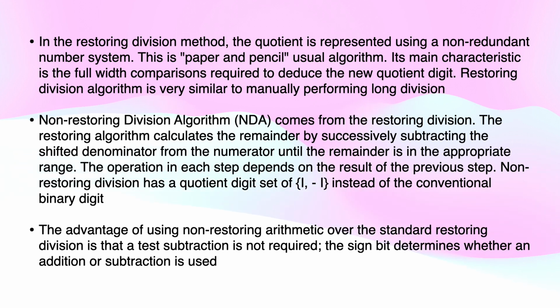The restoring division algorithm is very similar to manually performing long division. The non-restoring division algorithm, that is NDA, comes from the restoring division method. The restoring division calculates the remainder by successively subtracting the shifted denominator from the numerator until the remainder is in the appropriate range. The operation in each step depends on the result of the previous step. Non-restoring division has a quotient digit set of 1 and minus 1 instead of the conventional binary digit. The advantage of using non-restoring arithmetic over the standard restoring division is that a test subtraction is not required. The sign bit determines whether an addition or subtraction is used.